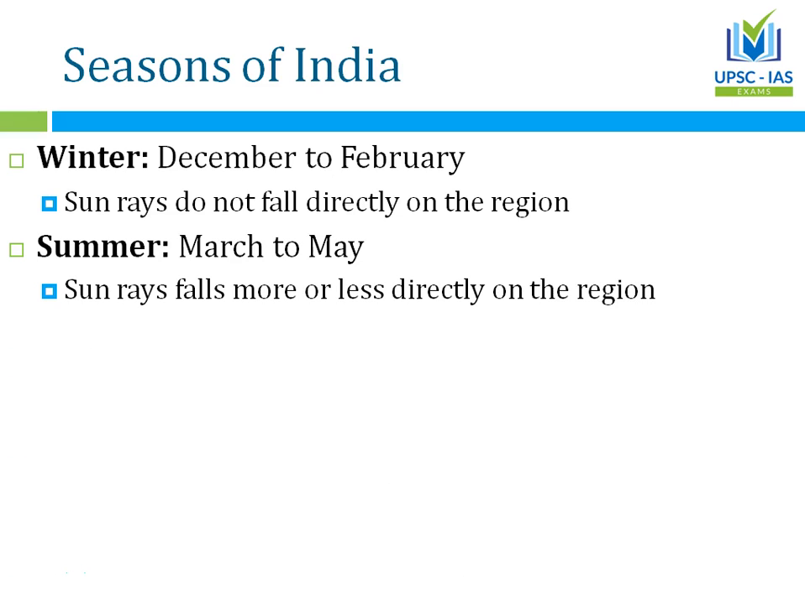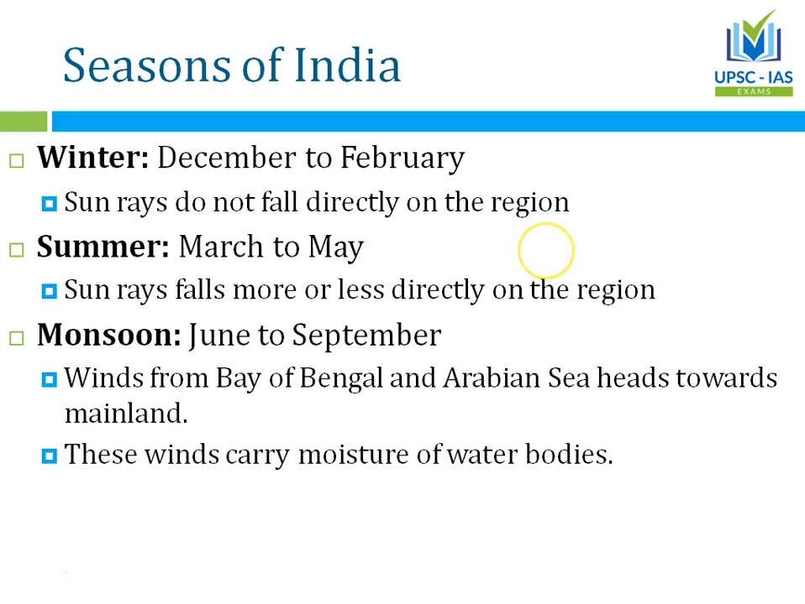Summer, after February we enter into March. So from March to May, sun rays fall more or less directly on this region, and that is the reason why we feel that we are living in a boiling cooker or an oven. At the moment I am feeling that I am living in an oven.